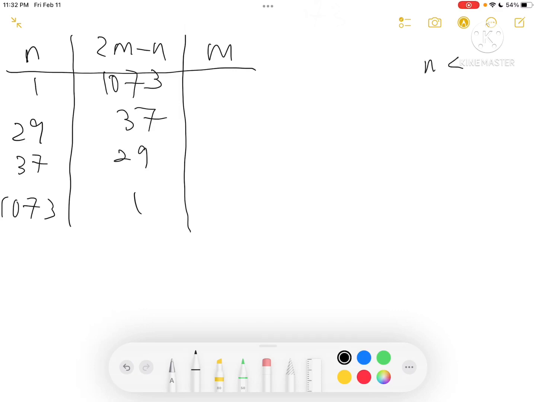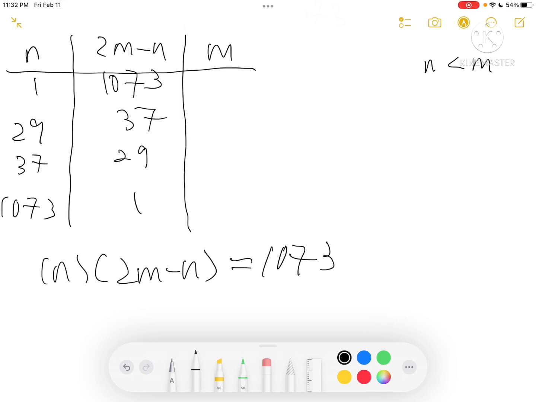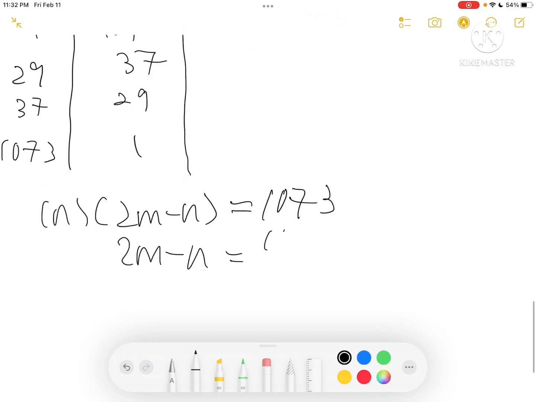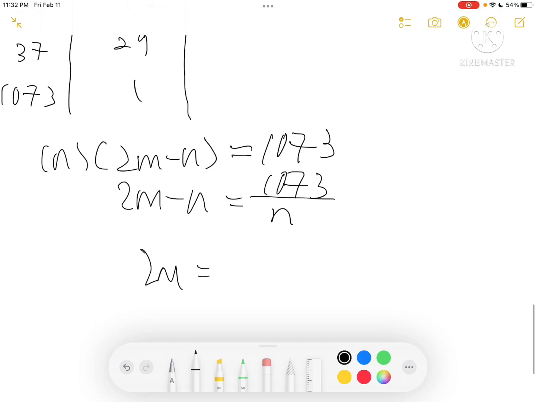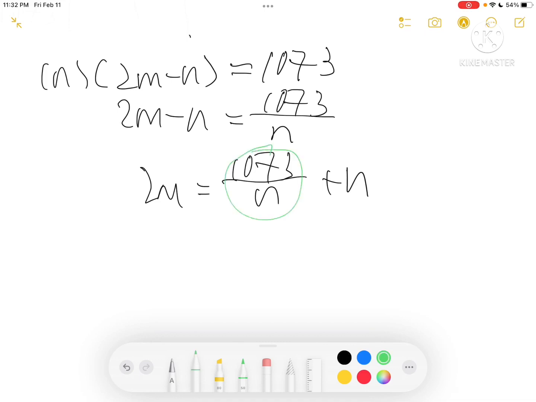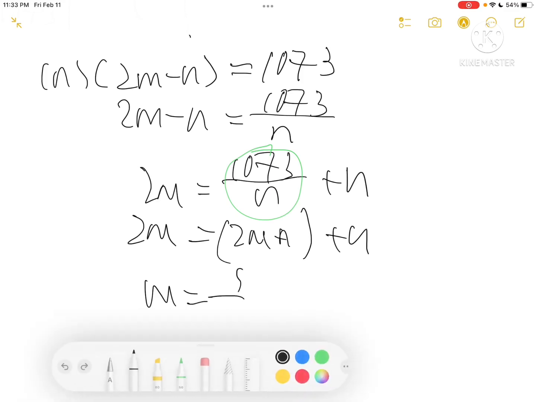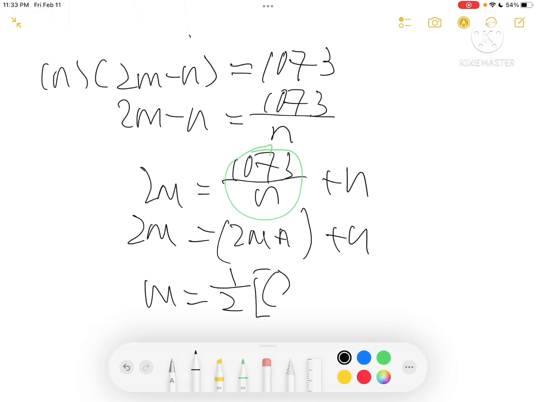However, recall that in the question there is a constraint that n must be smaller than m. So we need to find a way to verify that n is smaller than m. Firstly, we remember that we have derived that this is equal to 1,073. So 2m minus n is equal to 1,073 divided by n. And 2m minus n plus n is equal to 2m. So m is just a half of all of this, 2m minus n plus n.